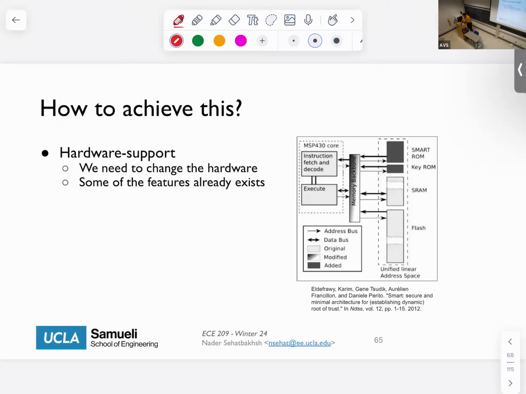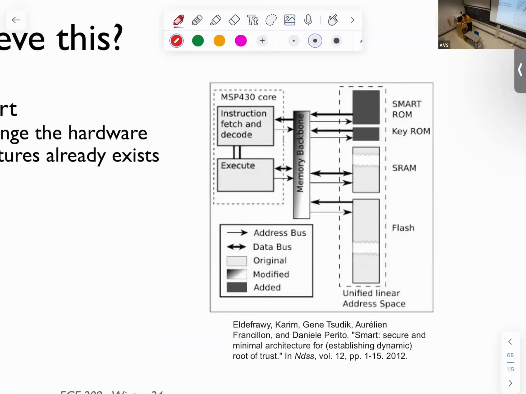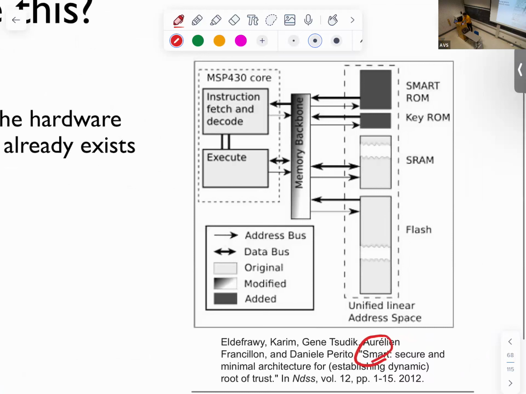All right. So how do we achieve this? As I said, we're using hardware support. Essentially, this is an example of this paper called SMART. This is just one way of doing this. There are many, many other ways. Actually, later on, I'm going to talk about the very recent papers that we presented in NDSS in 2024. But like this one, essentially what it does is adding this verification code here and this ROM here.